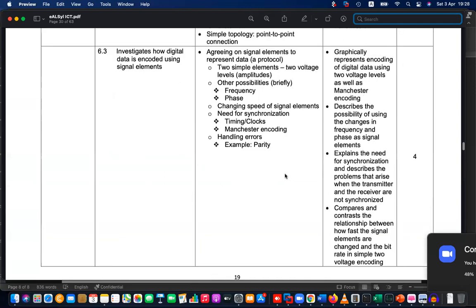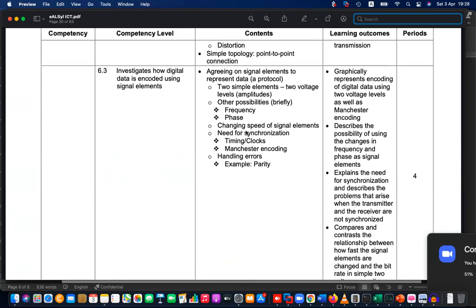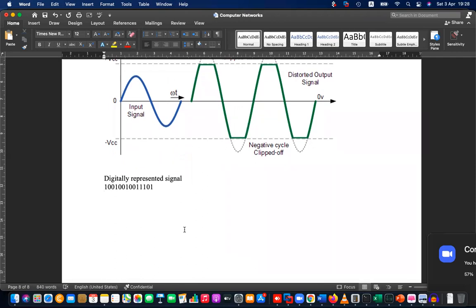Okay, I just want to give you something about Manchester encoding, and that's why I asked you to rejoin. Right, Manchester encoding means basically, when you have a digital signal, let's say a digitally represented signal like this. Okay, this is a digitally represented signal. I just want you to learn how to convert this signal to a wave format. So one method is this Manchester encoding.